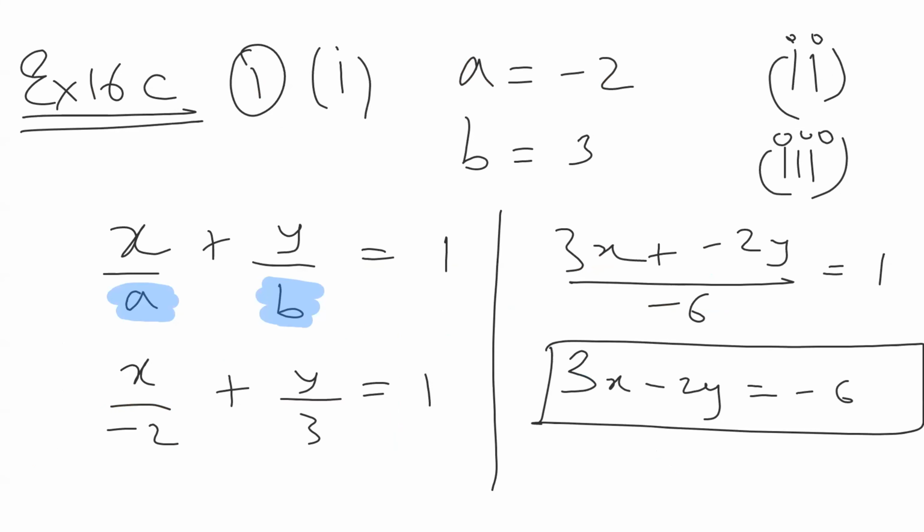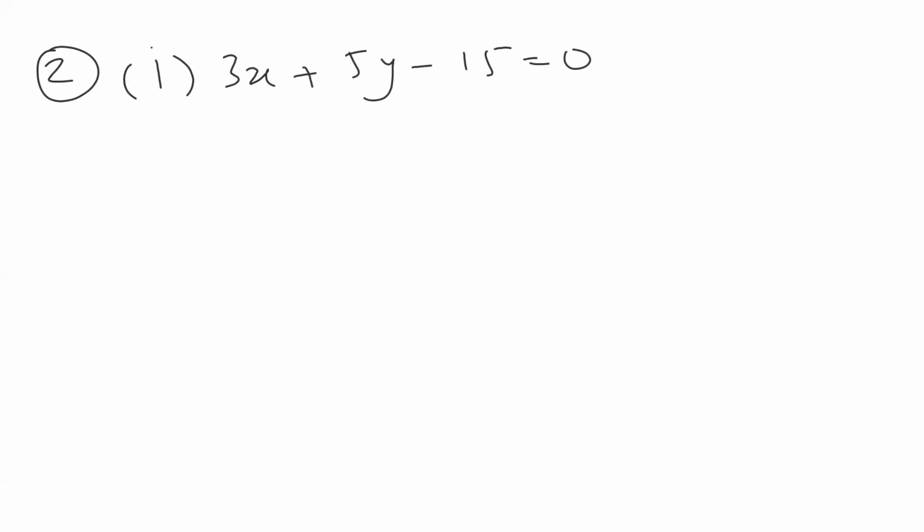So sub question 2 and sub question 3, you can solve it on your own. Let us go to question number 2. Determine x intercept and y intercept. So the first line is 3x plus 5y minus 15 is equal to 0. Now, x intercept is a, y intercept is b.